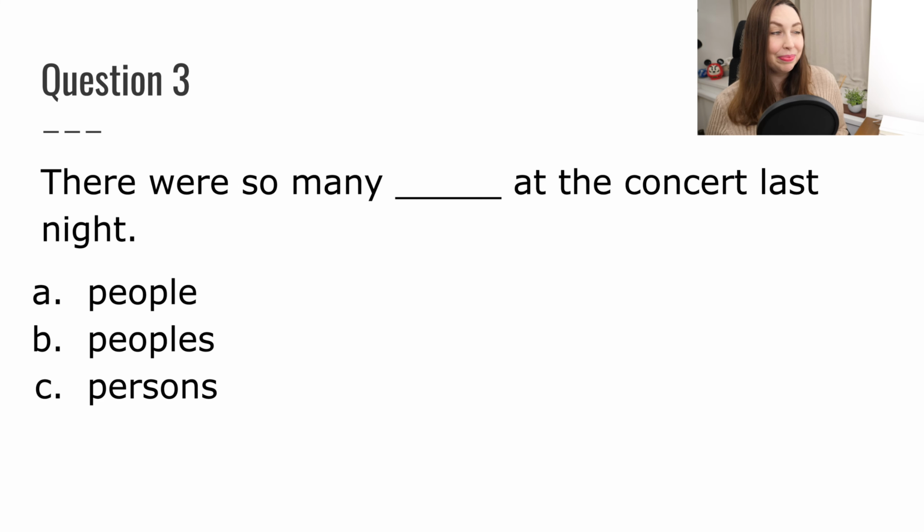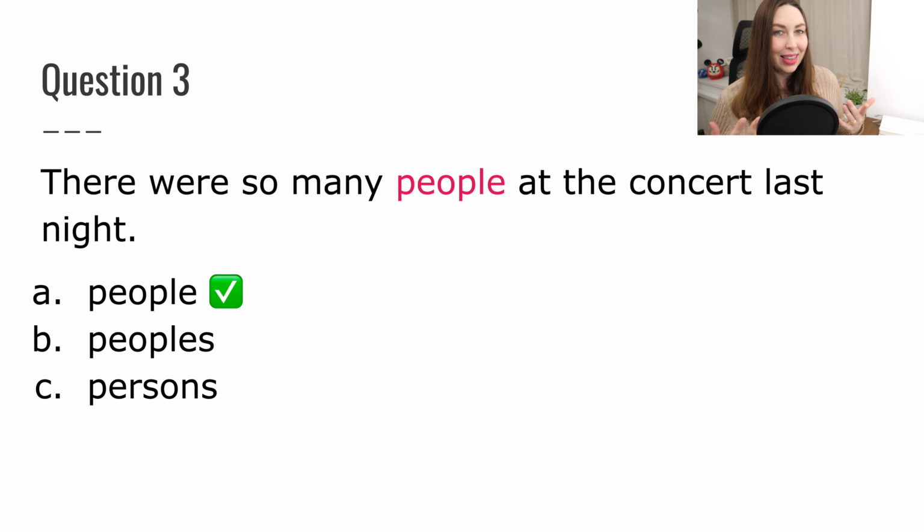Question number 3. There were so many blank at the concert last night. People, peoples, persons. I think you got this one. Take a few seconds, write your answers. Everyone got it? Okay, the correct answer is people. This one we're going to just use in everyday conversation. There were so many people at the concert last night. That one's pretty simple, right? This is going to be the one that we're going to use most of the time, people.